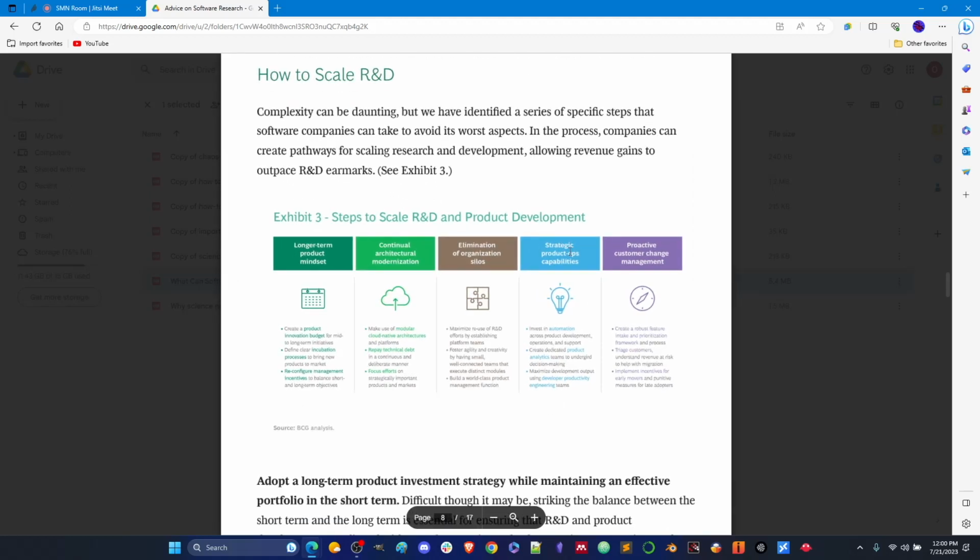You have strategic product ops capabilities, which is where you invest in automation and you analyze your product and do things that help you understand what it is that you have as the outcome of research. And then you have proactive customer change management, which is where you help customers adapt to the changes induced by your innovations. When a research or development team creates innovations and puts them in the market, customers then have to use them.